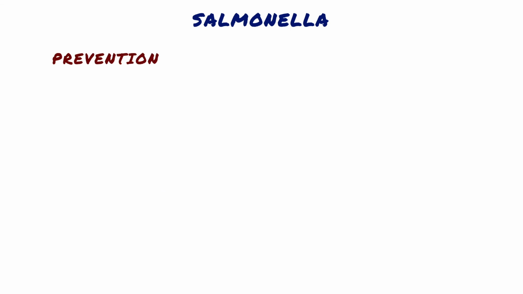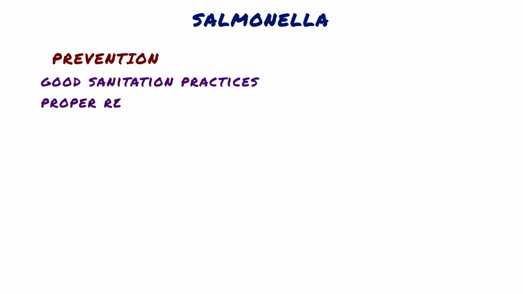Prevention from Salmonella. Prevention depends on good sanitation practices to deter contamination and on proper refrigeration to prevent increases in bacterial numbers. The microbes are generally destroyed by normal cooking. Chicken, for example, should be cooked to an internal temperature of 74 degrees centigrade and ground beef to 71 degrees centigrade.